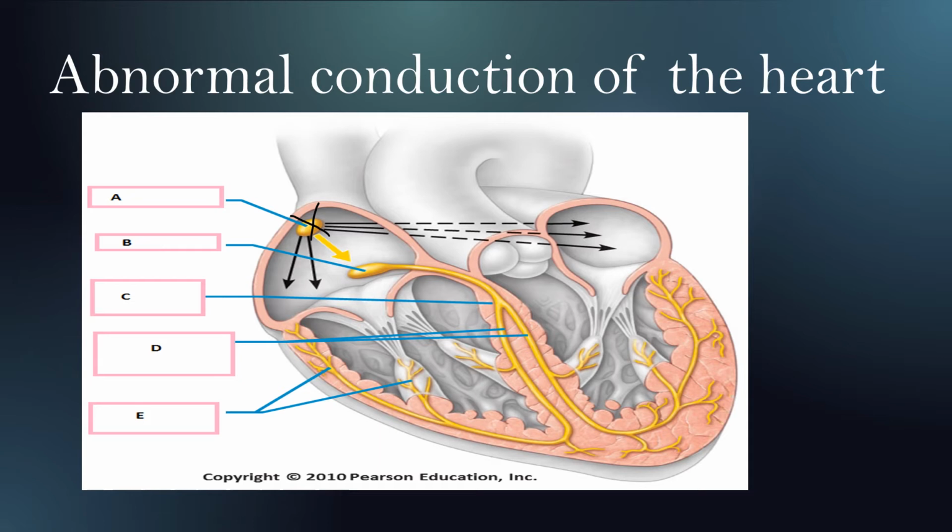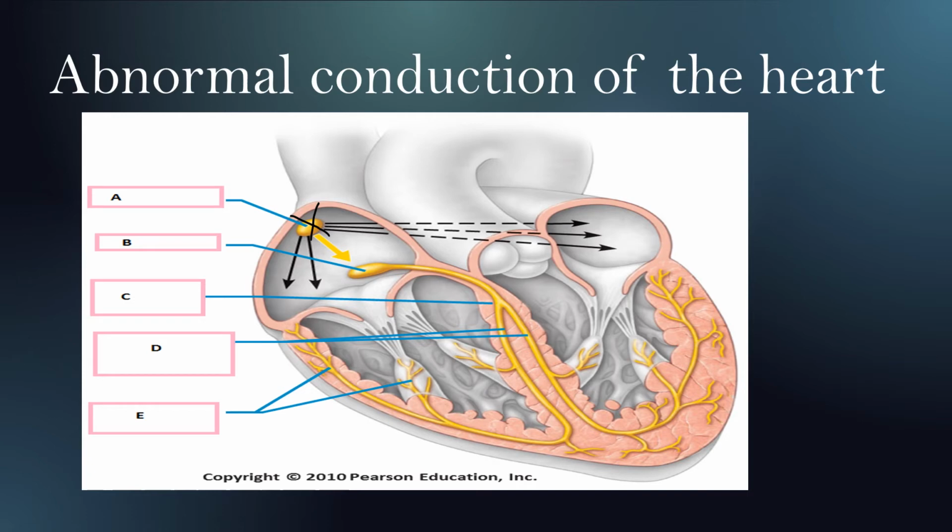then the AV node is going to have to come in and act as the pacemaker and take over the role of setting the pace for the heart rate. Well, if you'll remember back just a few minutes ago, the AV node is slower than the SA node. The AV node will only produce between 40 to 60 action potentials per minute. So it's not going to go as fast. It's going to conduct slower. It's still going to work, but it's not going to be as fast as your SA node.